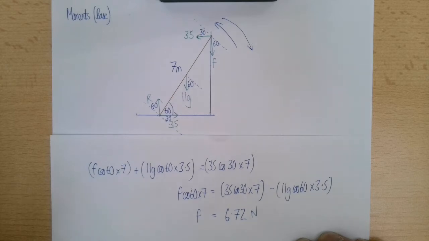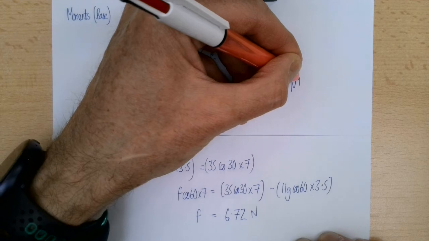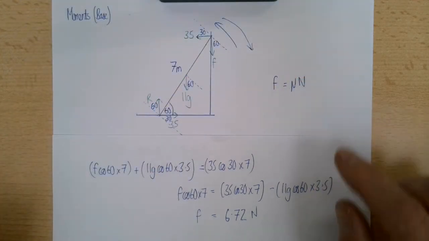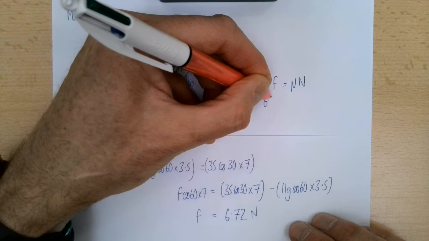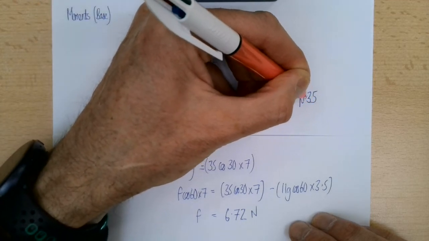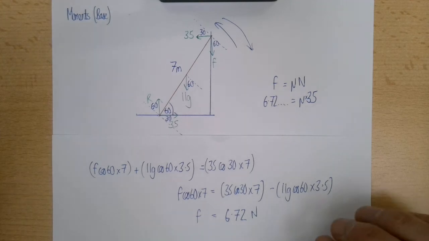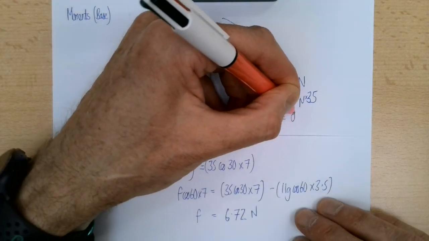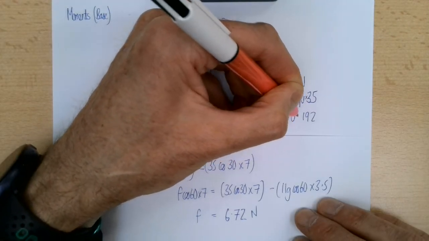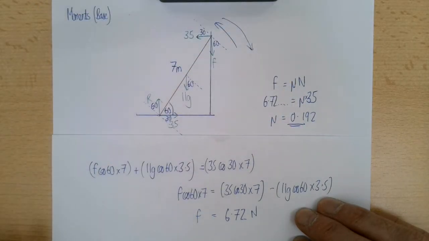Do you remember we said because it's in limiting equilibrium, F is equal to mu times the reaction here, which in this case is actually N, and we know N is 35, so I'm going to use the exact value there. So I've got the exact value on my calculator, so I'm going to do that divided by 35 to get the coefficient of friction. And it's always reassuring, that should be a value between 0 and 1, and there we go, we've got that.